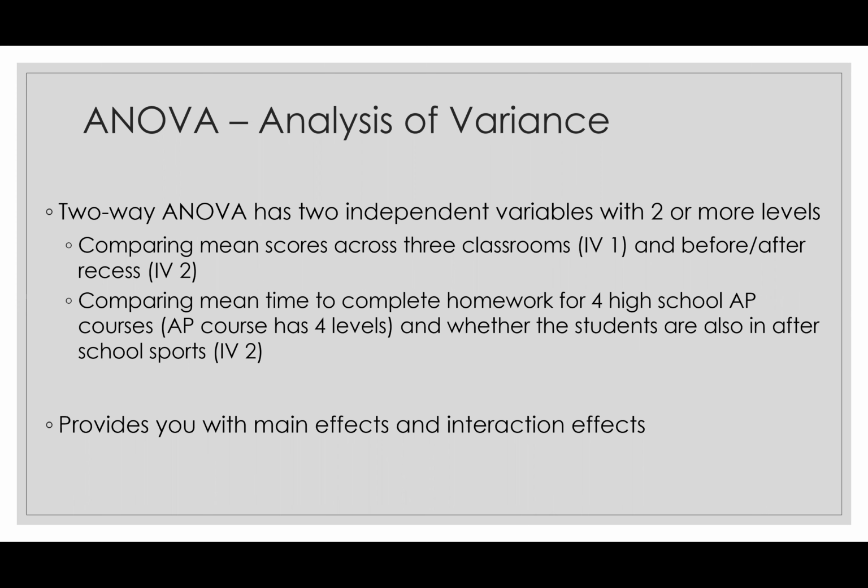And for our second example, again, we're comparing the mean time to complete homework for the 4 high school courses. So that's actually our independent variable number 1. And then we are also curious about whether students are in after school sports. That's our independent variable number 2. And you could do the sports variable in 2 different ways. One is they are in a sport, yes or no. So that would have 2 levels. Or you could do which sports they're actually in. So maybe it's basketball, soccer, and baseball. And that would be a 3-level independent variable. However you decide to measure it, that would still be a 2-way ANOVA because we have 2 different independent variables.